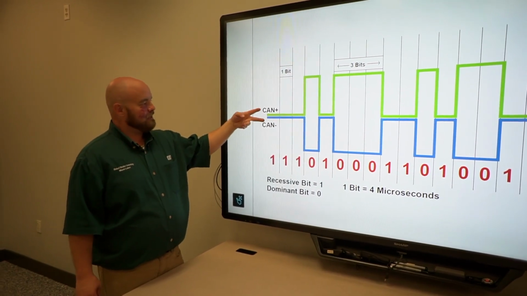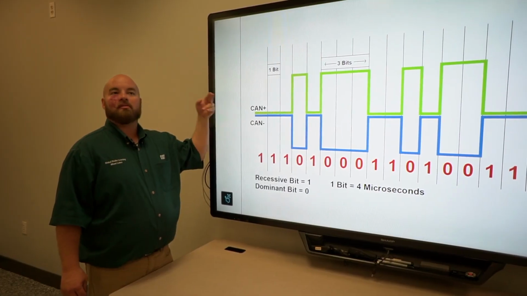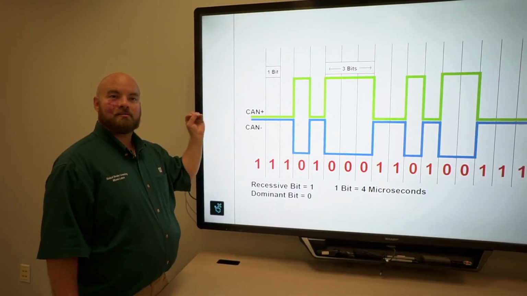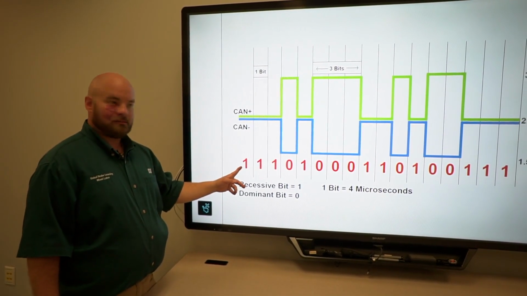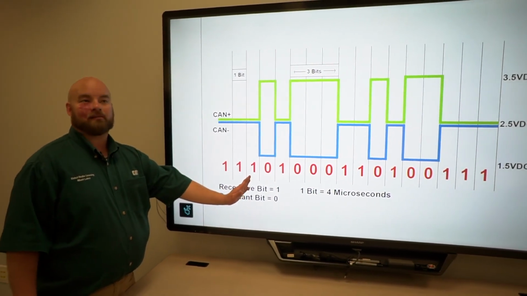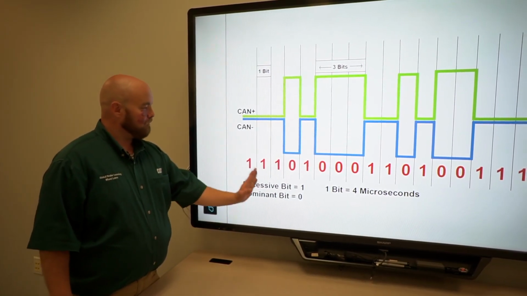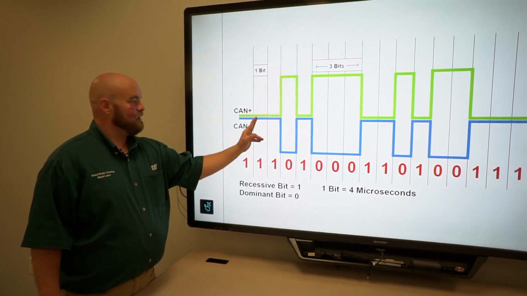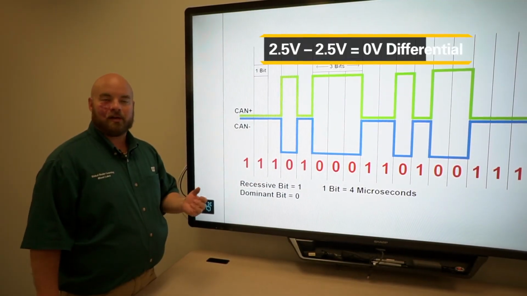Now, at this state here, when both the CAN plus and minus are at 2.5 volts, since they're both 2.5, the differential between those two would be 0 volts. In that case, the chip is going to read that as a bit 1, okay? And then as we go along here, it's going to take a sample or a reading every 4 microseconds, which is the bit rate for a CAN network. So it's very, very fast. Every 4 microseconds, it's going to take a reading and determine the differential voltage. So these first 3 bits here are all 1 because the differential voltage has been 0 that whole time.